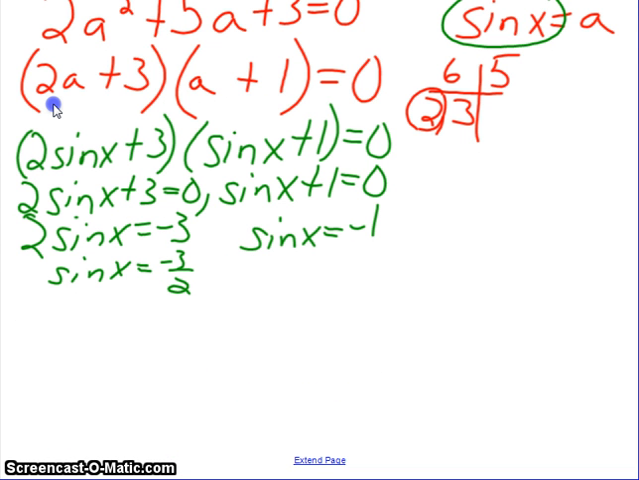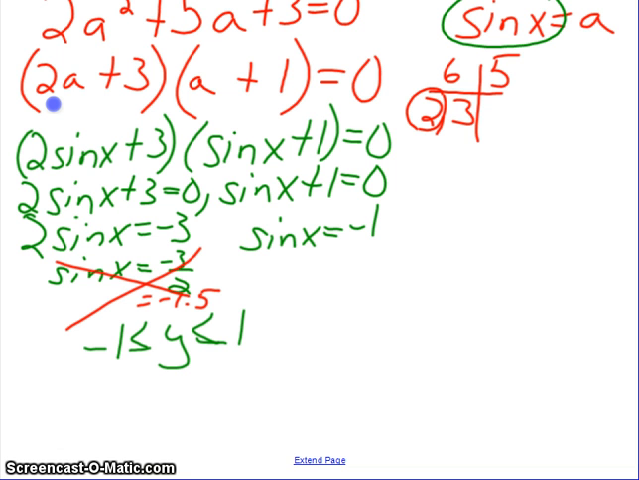Okay, now you know that the range of sine is only between negative 1 and positive 1. So you could never have negative 1 1/2, right? That's an impossibility. Sine can never equal negative 1 1/2, so I don't have to take that any further. But sine can equal negative 1.